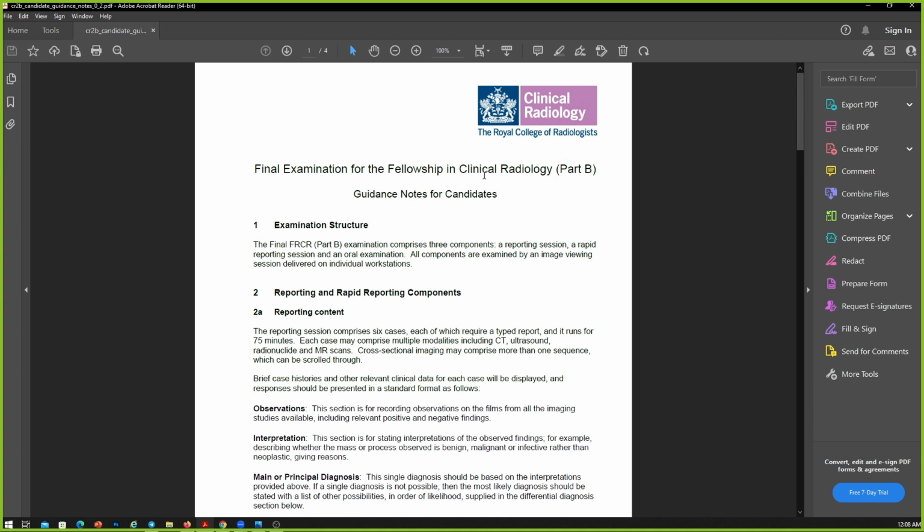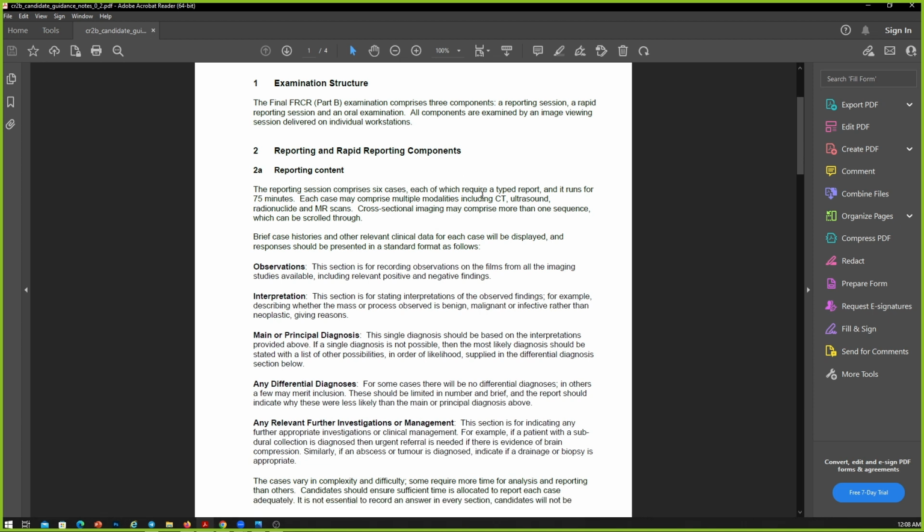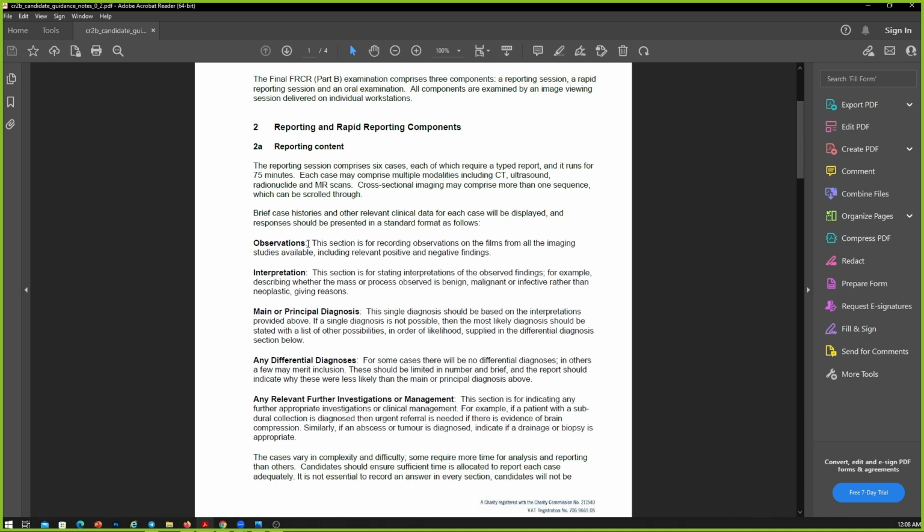This is the final examination for the fellowship in clinical radiology part B. So this is a guiding note for candidates. For long cases, we have to write the answers in these particular subheadings. So observations, interpretation, then comes a main or principal diagnosis. If there are any pertinent differentials, those, and then the investigation and management. So this is true for Vivas as well. Even though you don't have a table or a place to write these down, just keep in mind that you have to speak about the findings in the Viva under these particular headings. So observations, interpretation, principal diagnosis, differential and management.